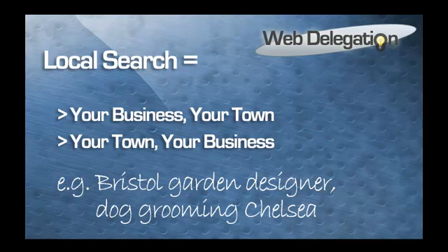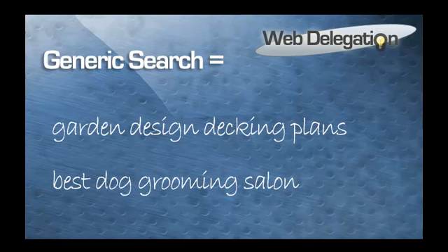If it's the generic search, that would be something like best dog grooming salon, or if it was garden design, decking plans. They're just looking for something, either, in the first case, the best dog grooming salon, but that might not necessarily be in the area that they're in. It might be in Gay Paris, so that's it.